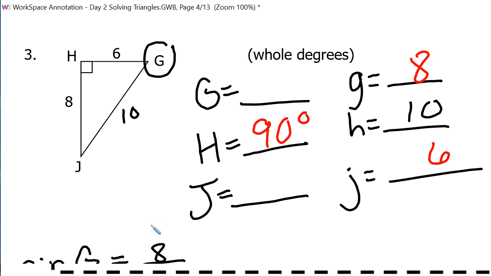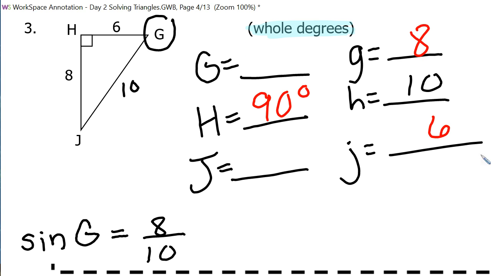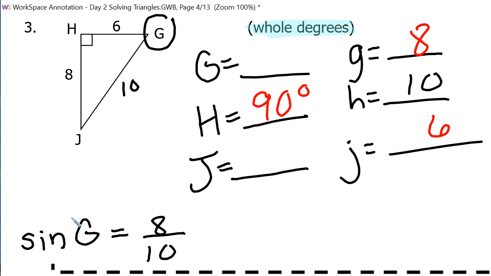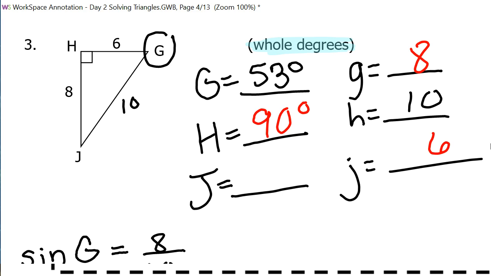Now, if you're not sure how to round, notice up here at the very top how they say to round our angles to the nearest whole degree. So what would that answer be to the nearest whole degree? 53. 53 degrees? Do we agree? 53 degrees. So G is 53 degrees. And G and J have to add up to 90 degrees. So what is 90 degrees minus 53 degrees? 37 degrees. Okay, so we're finished with that triangle. We have all three angles, all three sides.